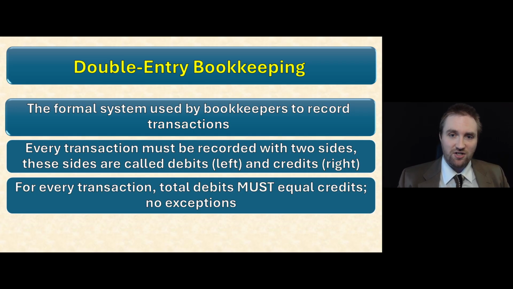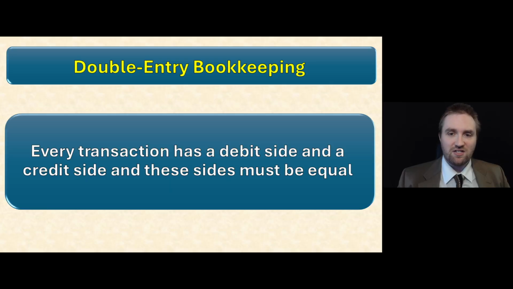For every transaction, total debits must equal total credits, no exceptions. That's it. If you want to put it in one sentence, every transaction has a debit side and a credit side, and these sides must be equal.